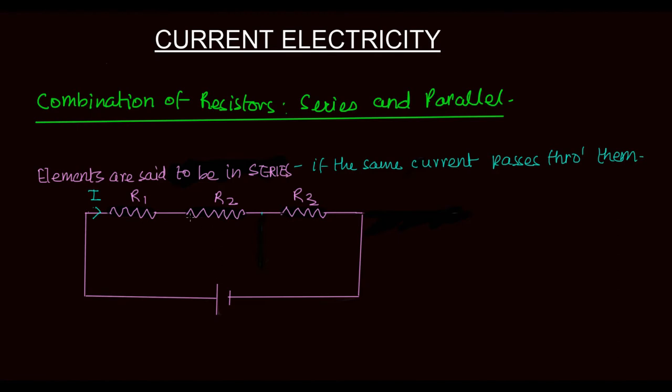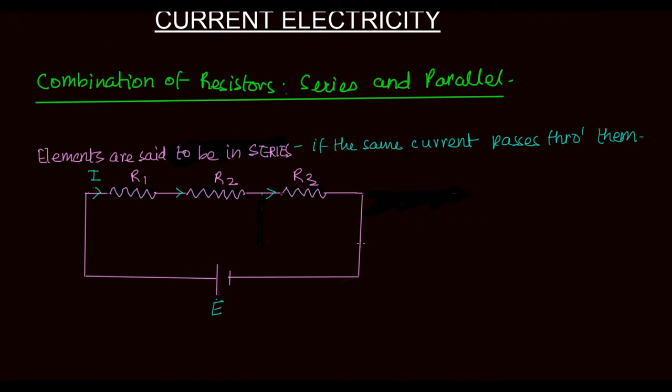Okay, so this current comes in, then the same current goes there, and the same current goes there, it exits from here. Let this cell be E, right? Let this be a series circuit, right? Now our aim is to find out an equivalent circuit. Okay, and what do I mean by equivalent circuit? I should be able to replace these three resistors by a single resistor, right? Then we say that we have found an equivalent resistance.